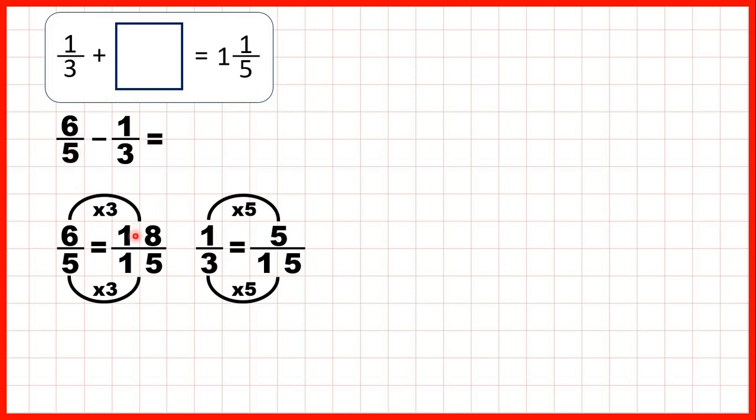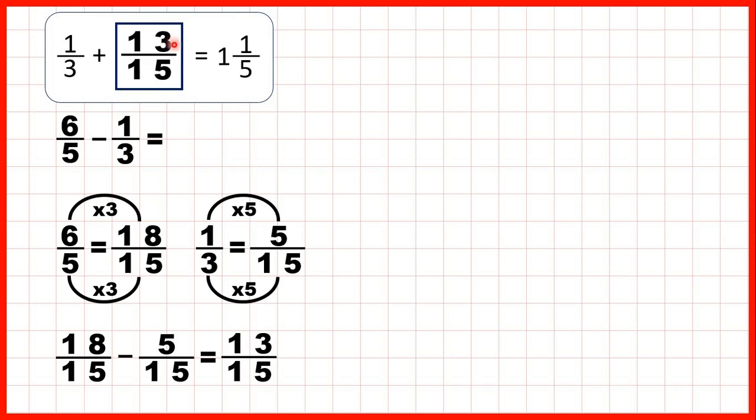Instead of 6 fifths, we can write 18 fifteenths, because that's equivalent, and instead of subtracting 1/3, we can subtract 5 fifteenths. So now our denominators are the same, so the denominator stays the same in our answer, and 18 minus 5 is 13. So our missing fraction is 13 over 15. And that makes sense, because remember, 1/3 is 5 fifteenths. If we add 13 fifteenths, we get 18 fifteenths, which is the same as 6 fifths, or 1 1/5.